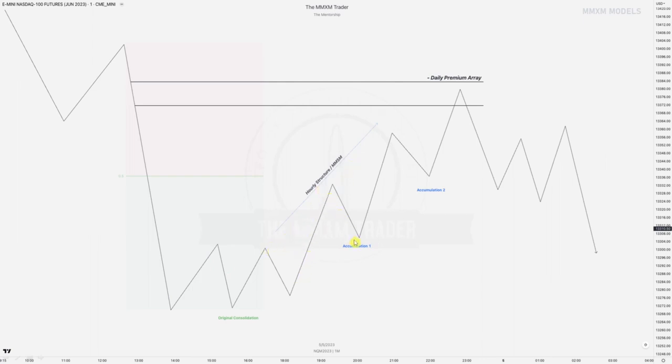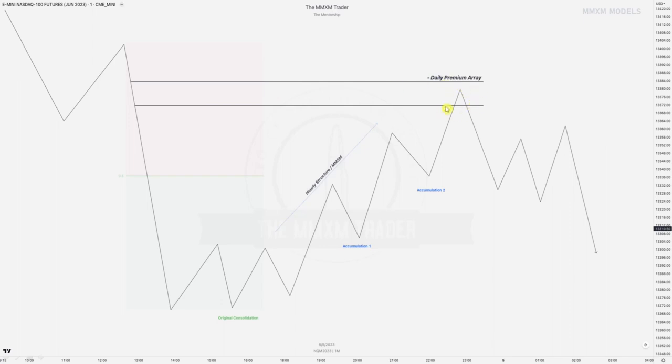Moving up, accumulation phase number one, let me repeat that. So we've got this original consolidation down in discount over here. So we know this is going into buy side of the curve. Hourly structure on a market maker sell model. We've got that accumulation phase number one, accumulation phase number two, until we hit that daily premium array, right?